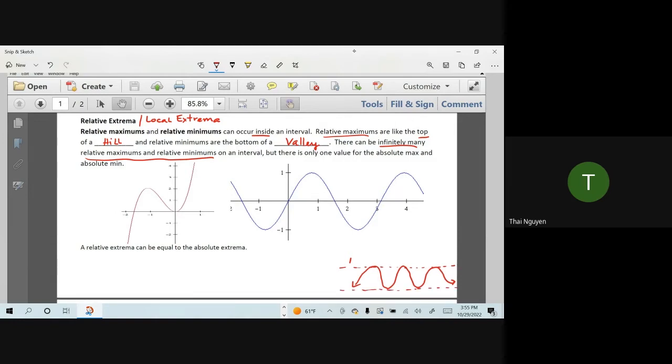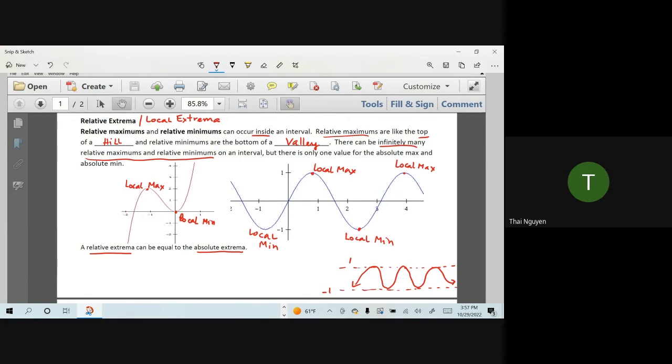So you look at the functions sine and cosine, you see that they have an infinite number of hills, because sine and cosine are only less than or equal to 1 and greater than or equal to -1. So between 1 and -1. And there are so many hills and so many valleys. Okay, so that gives you an idea that the functions sine and cosine have an infinite number of local min and local max. Local extrema can be equal to the absolute extrema.